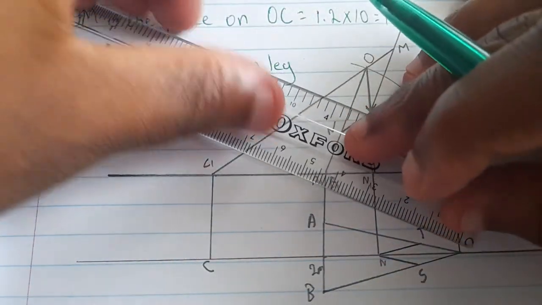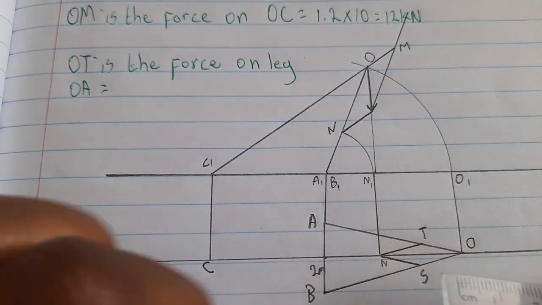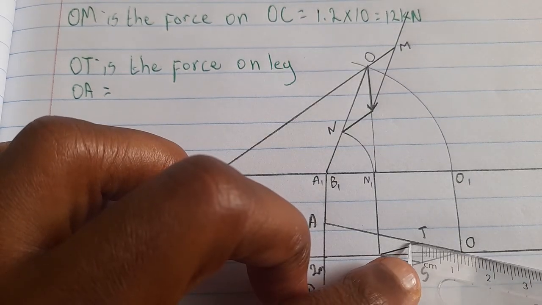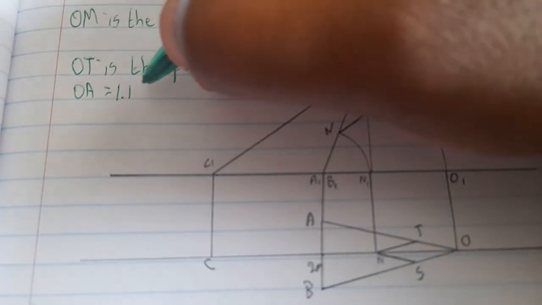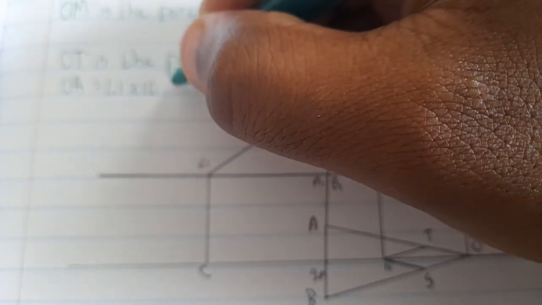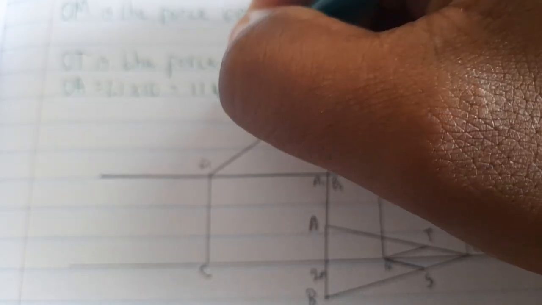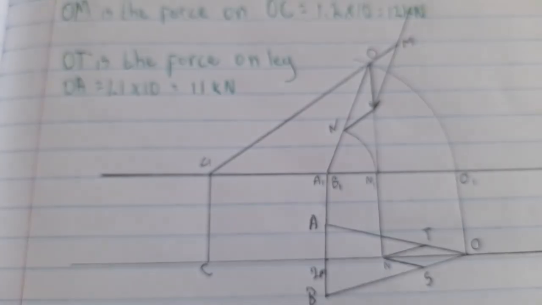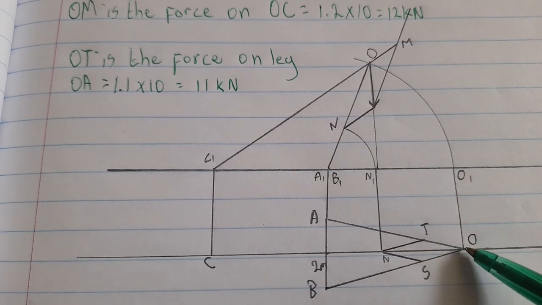Now if we look, OT, my ruler, it's about 1.1, so it's 1.1, and remember we need to convert it to a force. This is in centimeters. To convert it to a force, we multiply by 10, we get that the force is 11 kilonewtons.